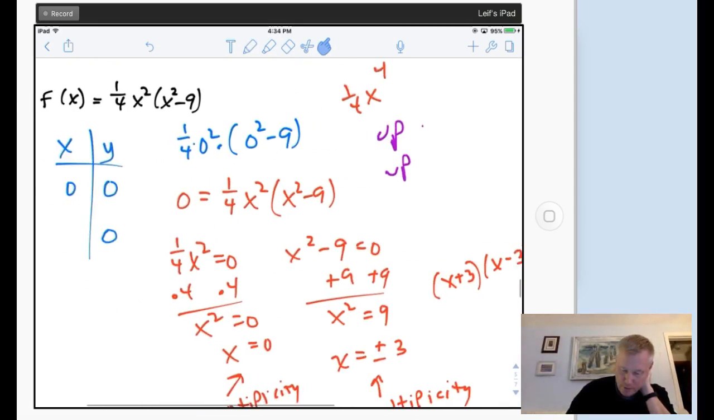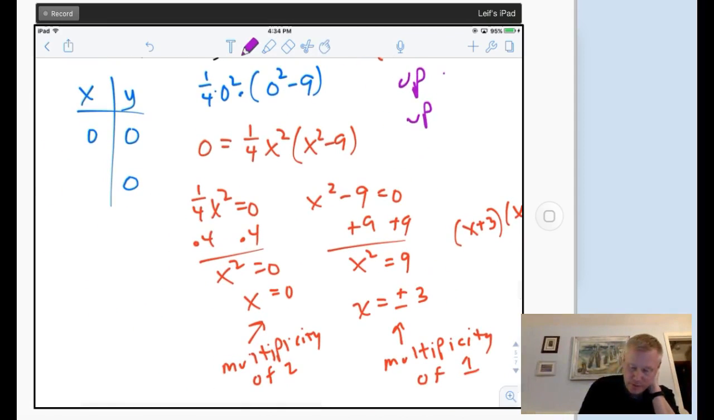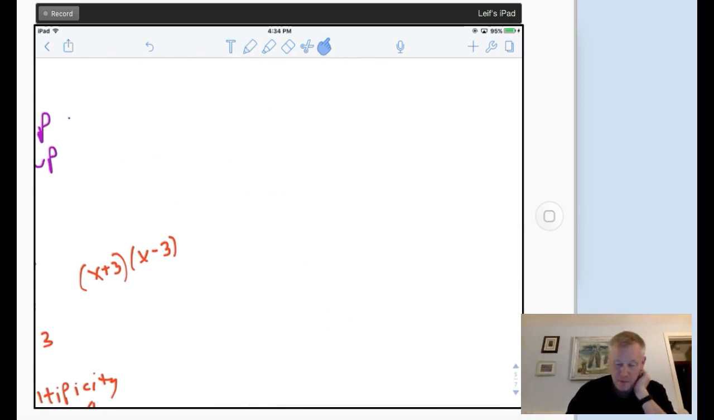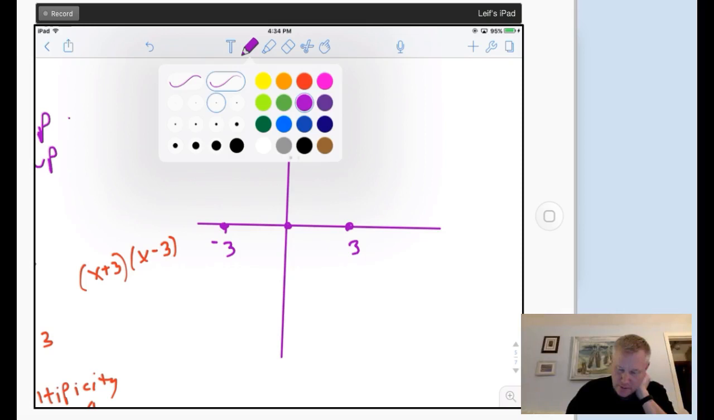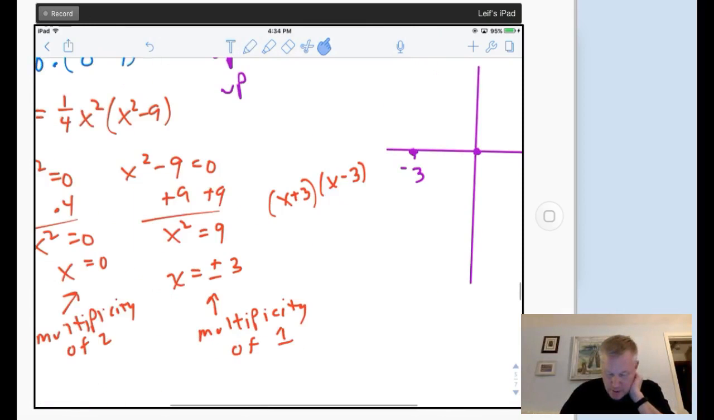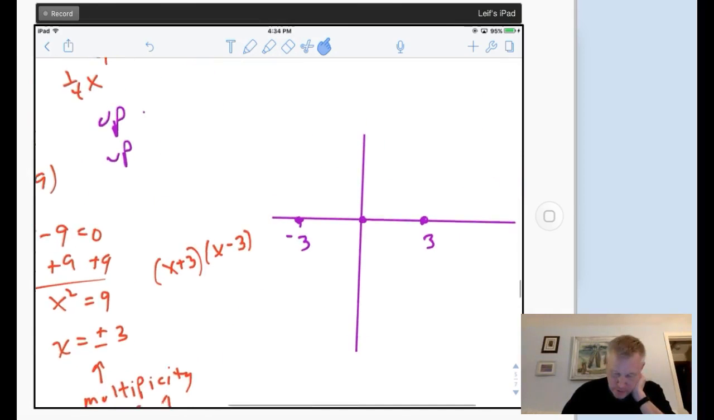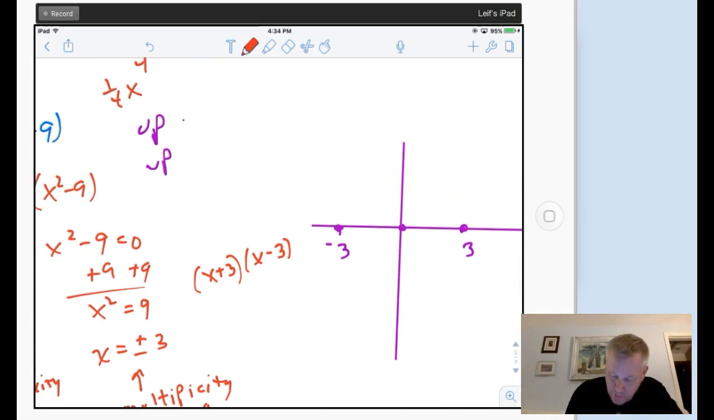All right, so let me go graph this. Let's see, I got 3 of them, huh? 0, 3, negative 3. Okay. And let's see, multiplicities. We said the 0 has a multiplicity of 2. End behavior is up and up. Let's start with the end behavior.